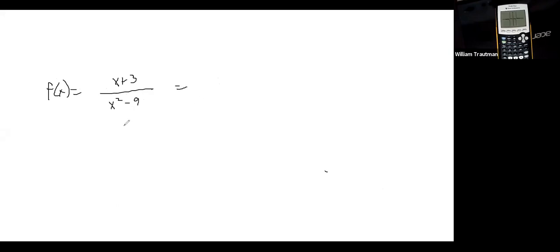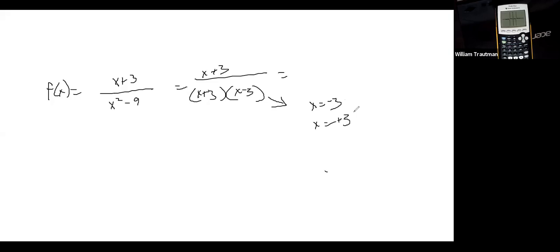And the discontinuity is the same thing. We factor out the bottom: x plus 3, x minus 3. And we have two spots that are discontinuous, where we have discontinuity at x equals -3 and x equals +3. Okay, so we have two spots that they're discontinuous. Just want everybody to understand.